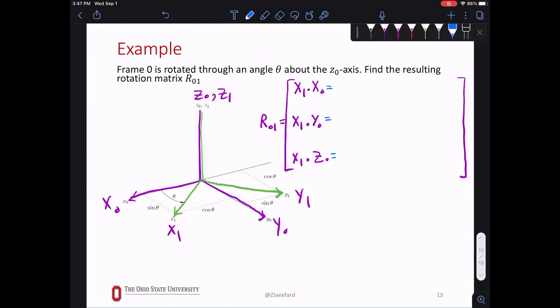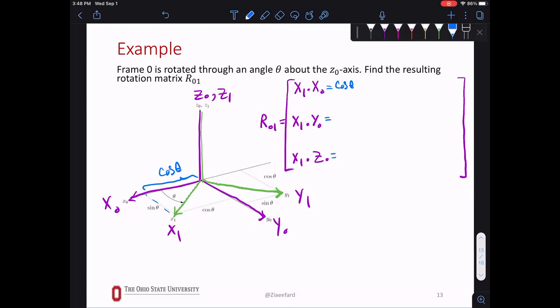Now, X1 and X0. What's X1 dot product X0? So you're trying to find this distance, right? What's that? Cosine of theta. You still are trying to find the projection, right? This is the projection. The projection of that is going to be cosine of theta. So it's x1, x0, cosine of theta.